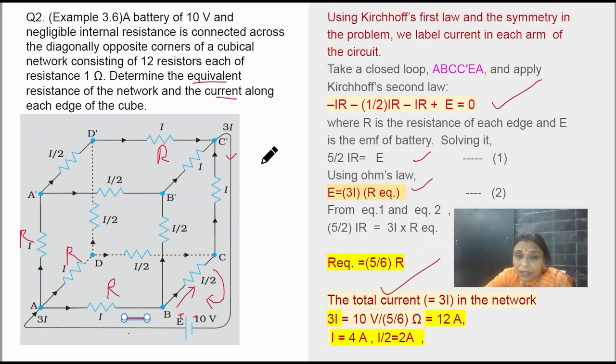This we can solve using series and parallel, but it can be solved very easily using the loop law. So the total current now is 3I, the total equivalent resistance is 5 by 6 R, and the EMF is 10 volts. So apply Ohm's law: 3I is equal to 10 upon 5 by 6 times R. We get 3I is equal to 12 A. Simple solution of this, and this is 3I, so I is 4 A, and I by 2 is 2 A. We get all the values of current across the cube.